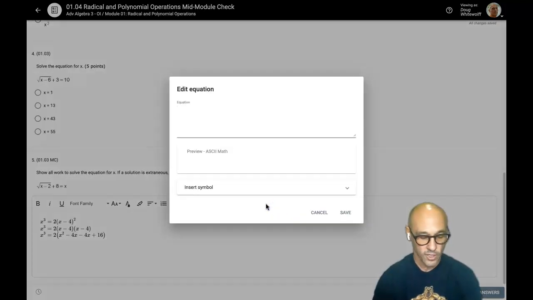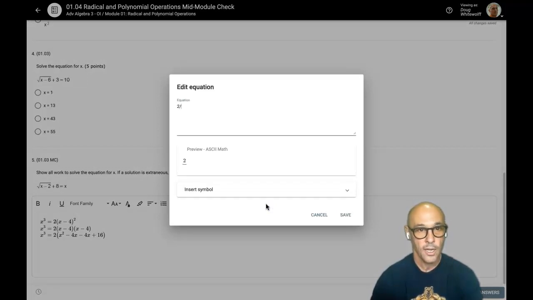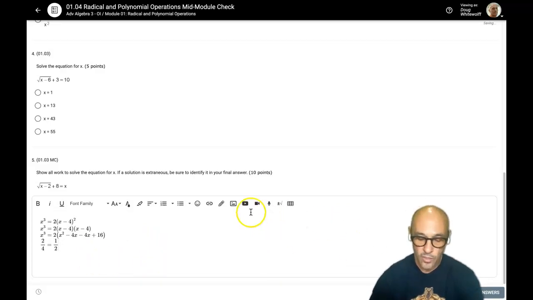Another thing that's important is a fraction. So you do 2 and then the slash mark over 4. And then you have to say equals, and then you can do 1/2. And so that's another way to do this.